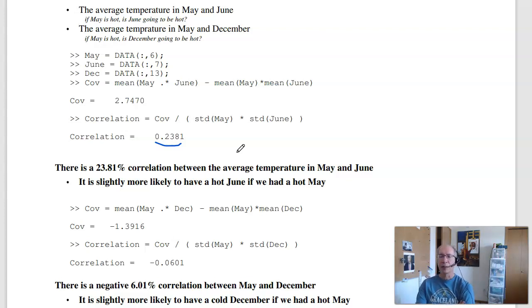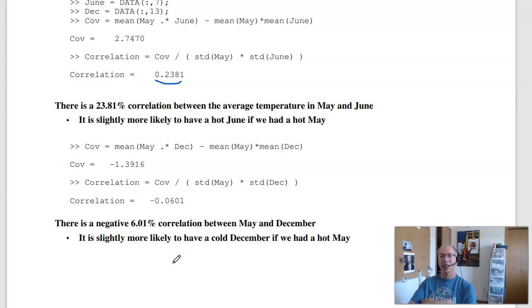If I compare May versus December, 6 months away, here's the covariance, there's a correlation. There's actually a negative correlation between May and December. It's not very strong, but it is negative, which kind of says a hot May implies a slightly higher chance that December will be cold.